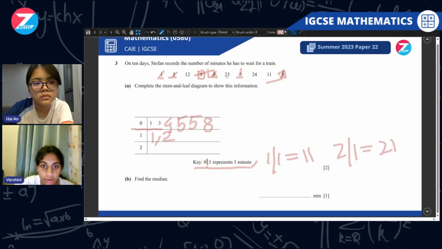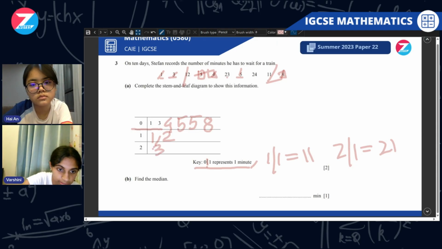Okay, now lastly for the ones with 2 in their tens place. First, let's take out 12 and 11. Okay, we have 23 and 24, and 23 is the lower number, the smaller number. So we're going to write 3 and 4.